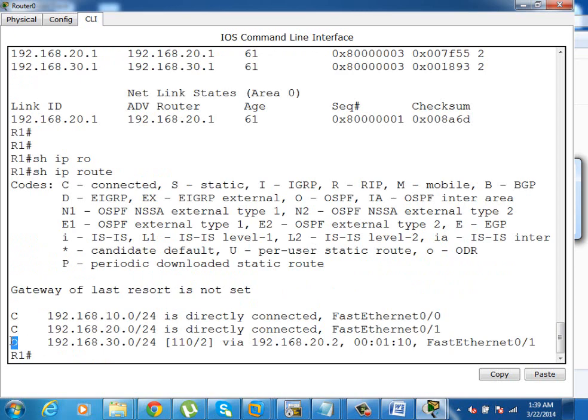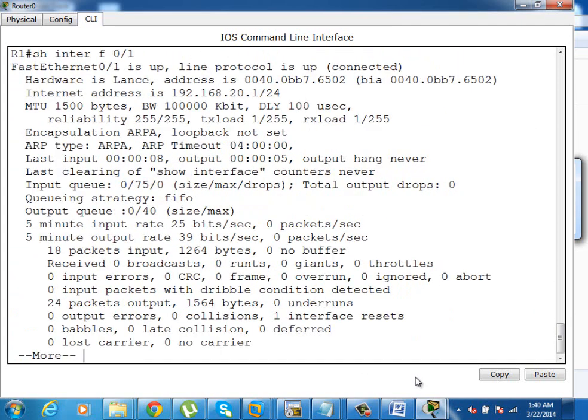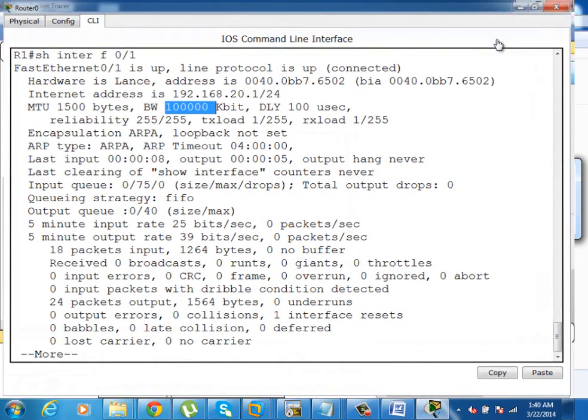By default, you can see O, and this is the destination and the administrative distance. And number two, the question here: the metric for OSPF is what? 100,000 divided by bandwidth. Again, 100,000 divided by bandwidth. Can I check? Show interface F0/1. What is my bandwidth here? 100,000, right? 100,000 divided by 100,000, how much? 1, right?